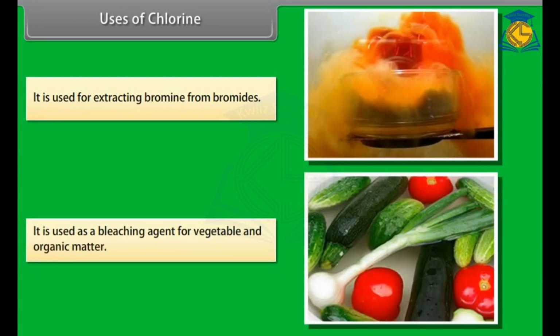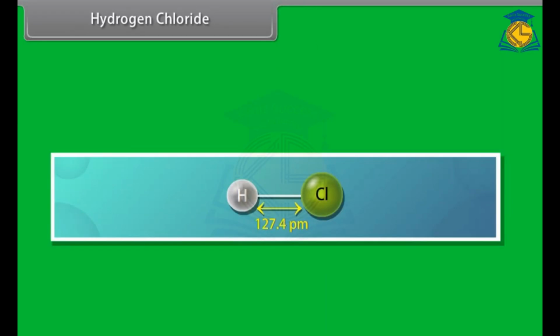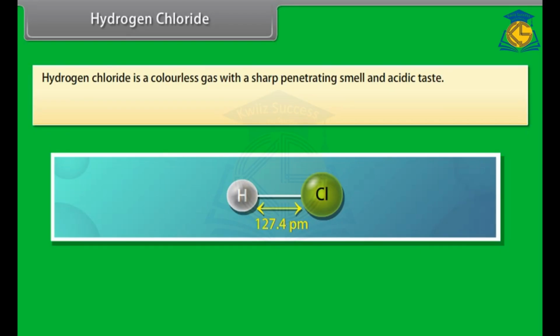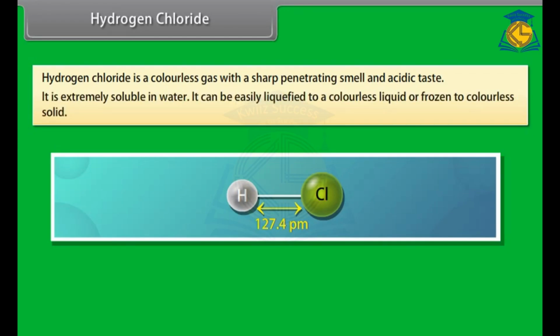It is used as a bleaching agent for vegetable and organic matter. Hydrogen chloride. In 1648, Glauber obtained hydrogen chloride by heating common salt with concentrated sulfuric acid. It is a colorless gas with a sharp penetrating smell and acidic taste. It is extremely soluble in water.